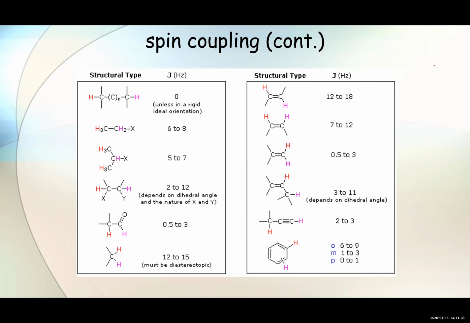And then on a benzene ring, depending on where the second hydrogen is, you get different coupling constants. So the ones that are next to each other on a benzene ring, if you put a hydrogen here, it's going to split more than if you put a hydrogen here. And you can measure that distance and tell what the position is on the ring.